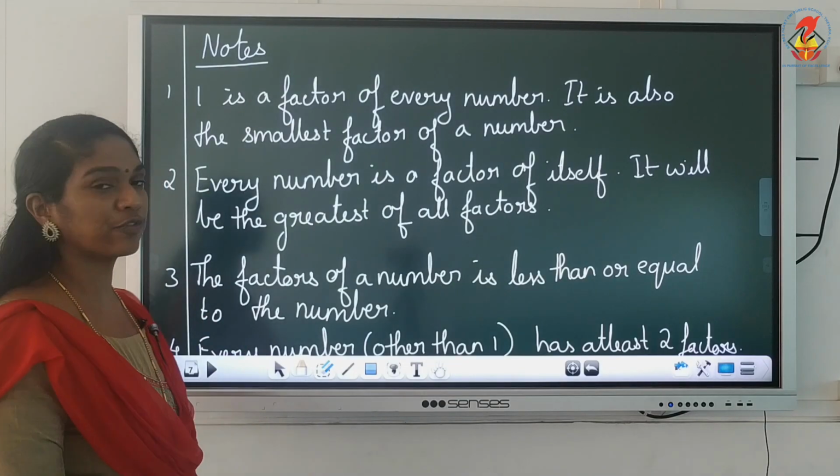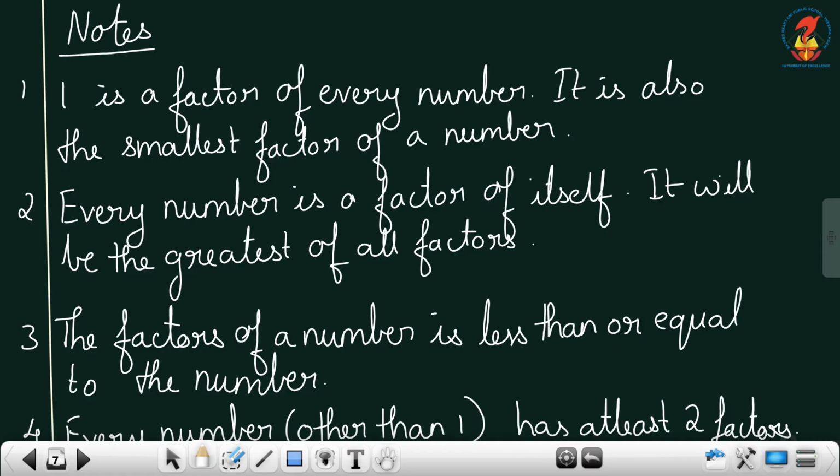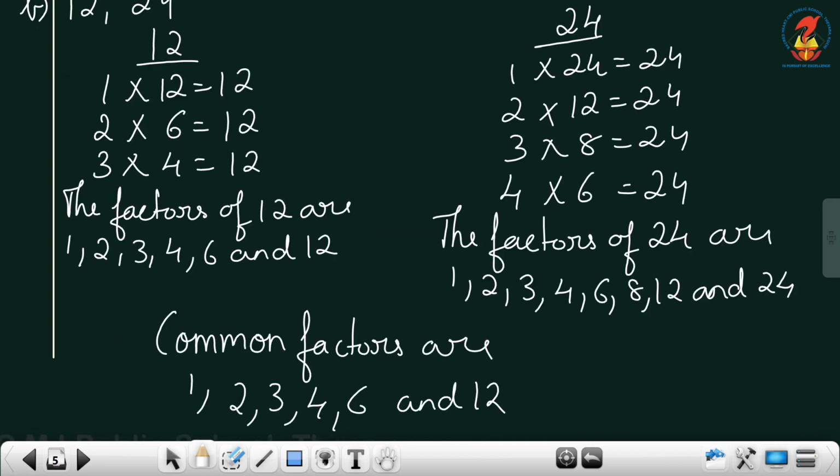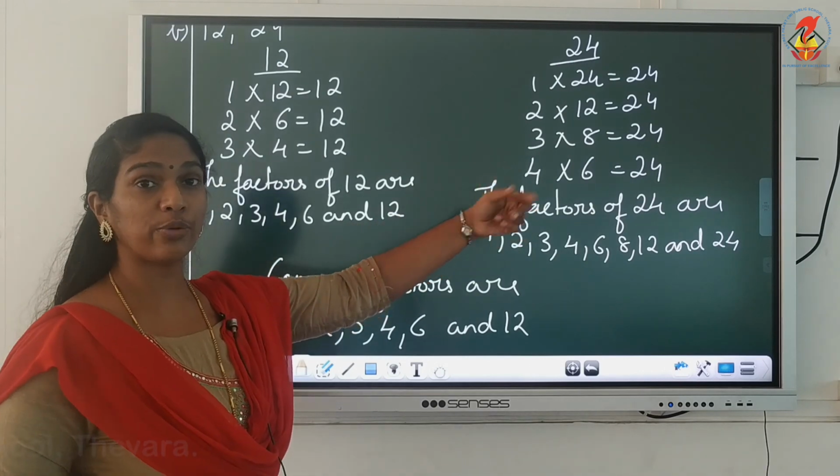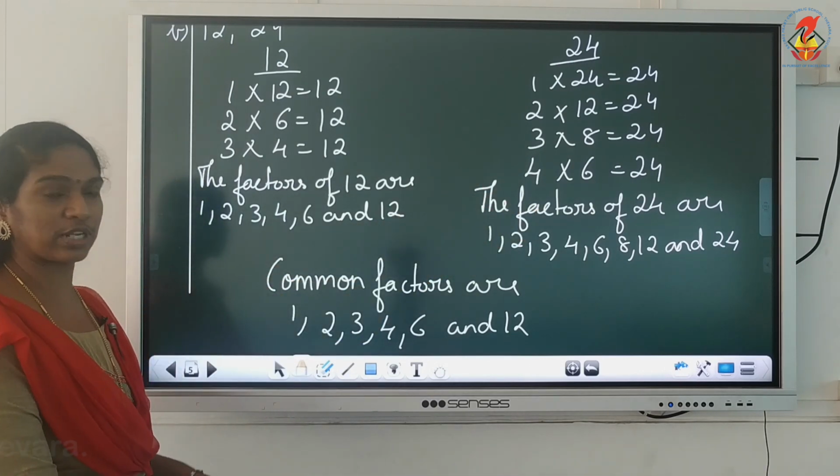Now we will move on to some notes. First note, as I told you, 1 is a factor of every number. It is also the smallest factor of a number. Then, every number is a factor of itself. Suppose you take this example, 12. 12 is a factor of 12 itself, right? There you have 24. 24 is a factor of 24 itself.